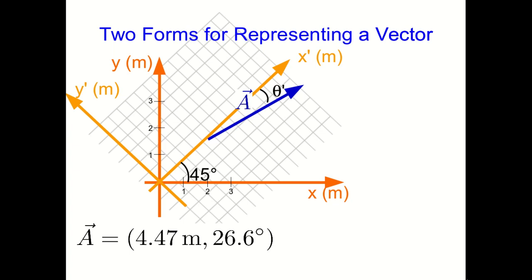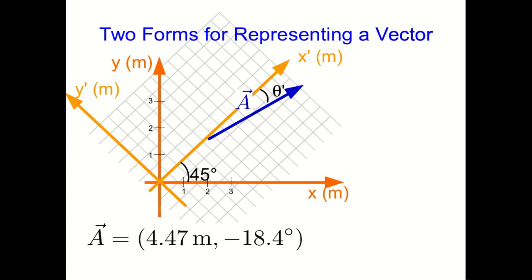Well, you can see from the 45 degrees and that the original angle from the original x-axis was 26.6 degrees, that this is now 18.4 degrees below that new x-axis.